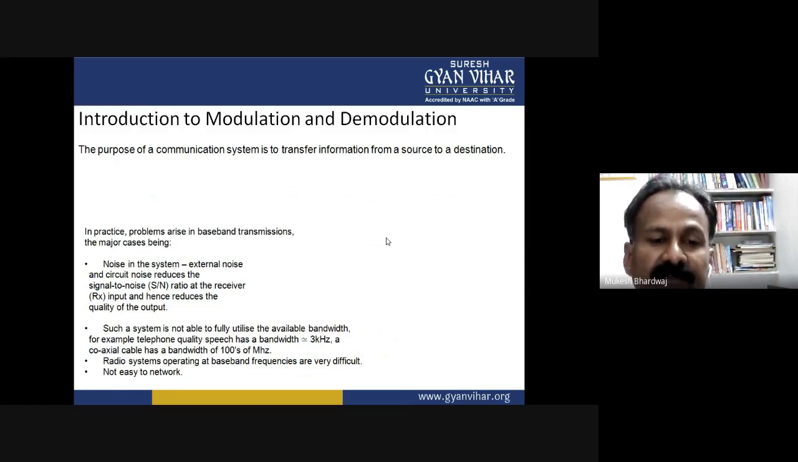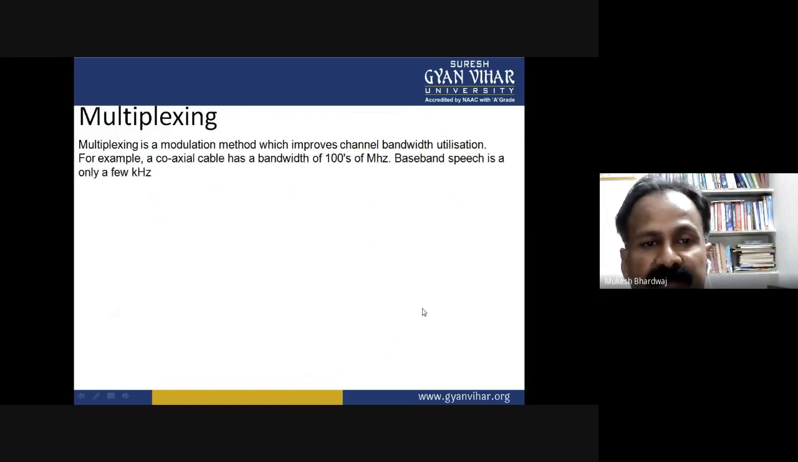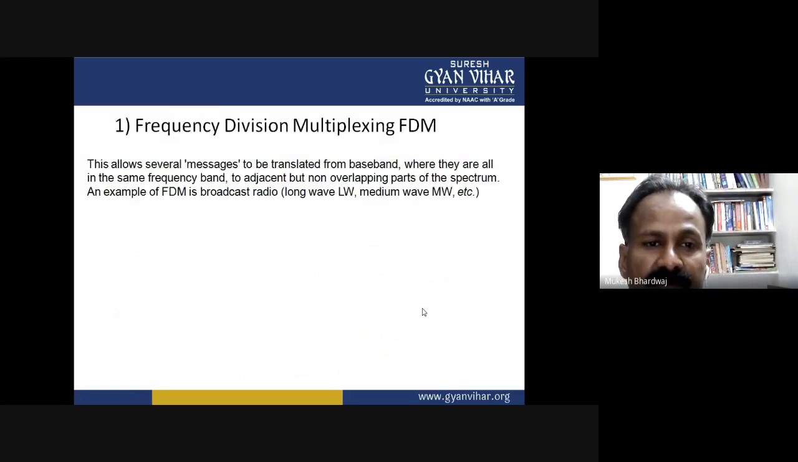For example, telephone quality speech has a bandwidth of 3 kHz. A coaxial cable has a bandwidth of hundreds of megahertz. Radio systems operating at baseband frequencies are not easy to network. Multiplexing is a modulation method which improves channel bandwidth utilization. For example, coaxial cable has a bandwidth of hundreds of megahertz. Baseband speech is only a few kilohertz.